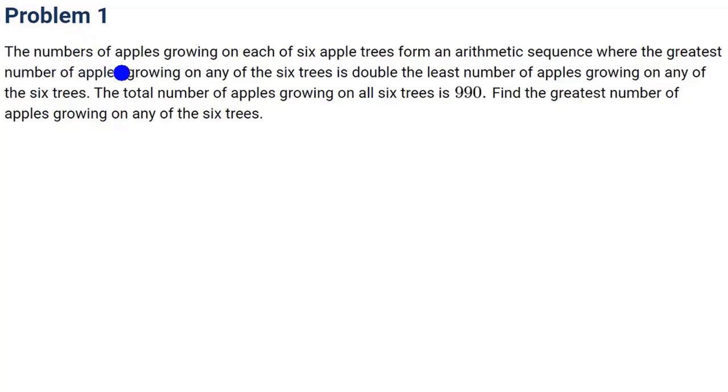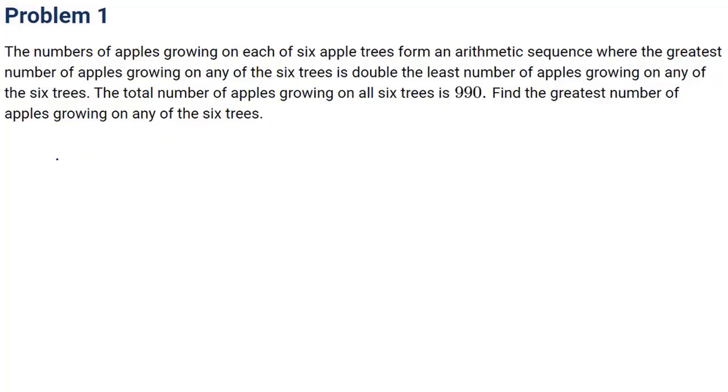It says the numbers of apples growing on each of 6 apple trees form an arithmetic sequence where the greatest number of apples growing on any of the 6 trees is double the least number of apples growing on any of the 6 trees. The total number of apples growing on all 6 trees is 990. Find the greatest number of apples growing on any of the 6 trees.